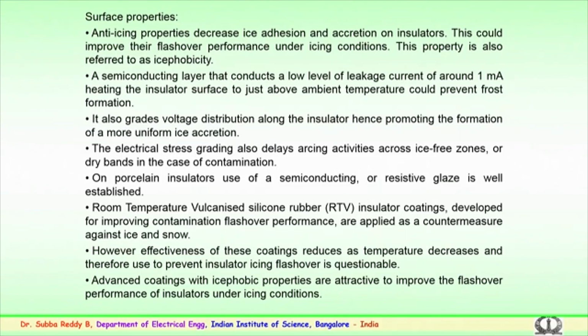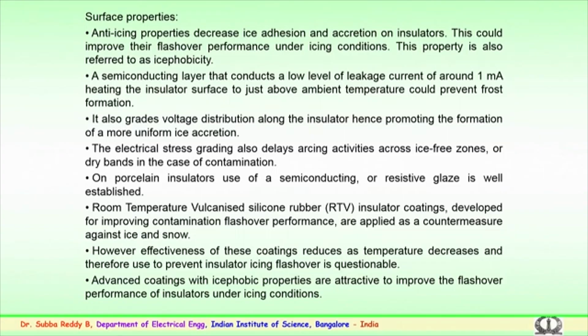So, a semiconducting layer that conducts a low level of leakage current, approximately 1 milliamp, heating the insulator surface to just above ambient temperature, could prevent frost formation, that is, the ice accumulation on the surface could be prevented by a leakage current of 1 milliamp which heats the insulator. This also grades the voltage distribution along the insulator, hence promoting the formation of more uniform ice accretion. So, proper voltage or potential distribution on the insulator surface makes it perform better.